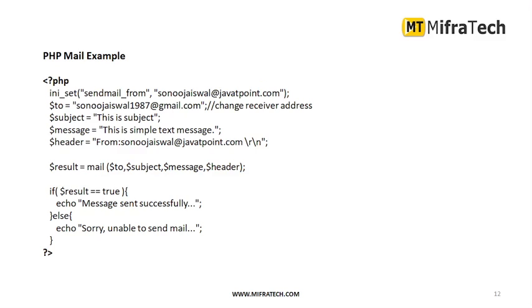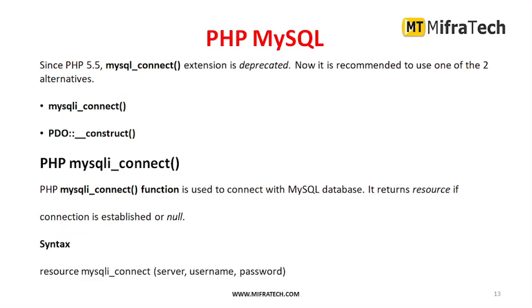You can see an example. In PHP, we send mail from Sono Jaiswal to the main mail, with a subject, and the message is simple text. Then we call mail with to, subject, message, and header. If the result is true, meaning the mail has been sent successfully, the output will print the message sent successfully. Else, it prints unable to send mail.